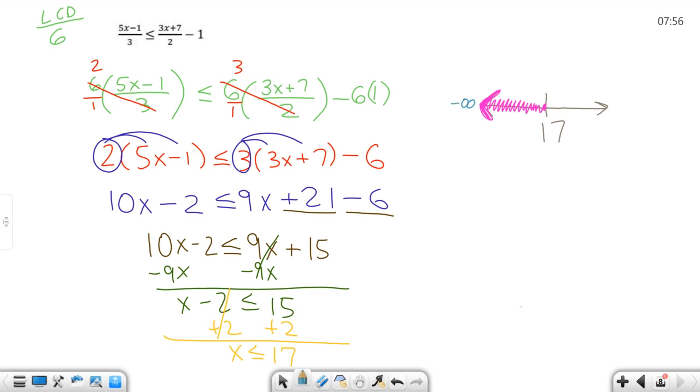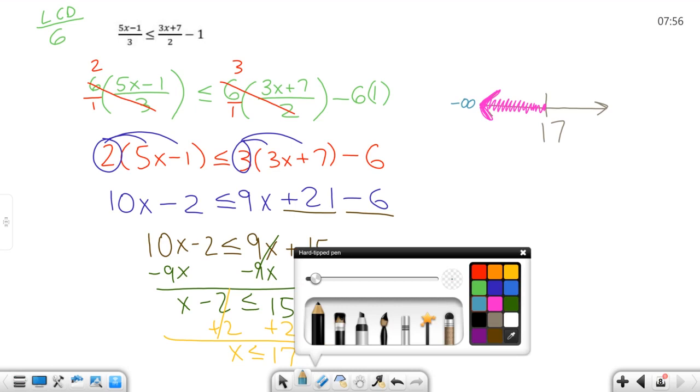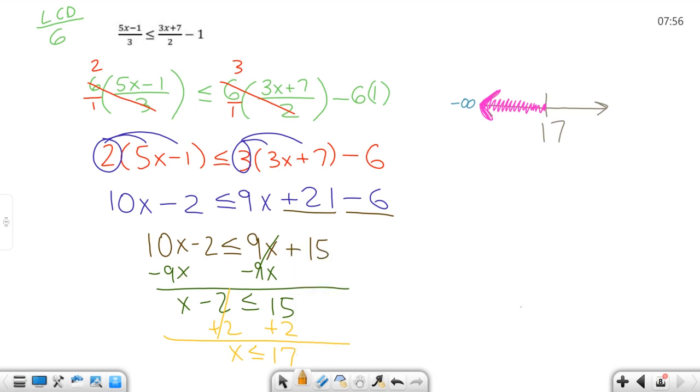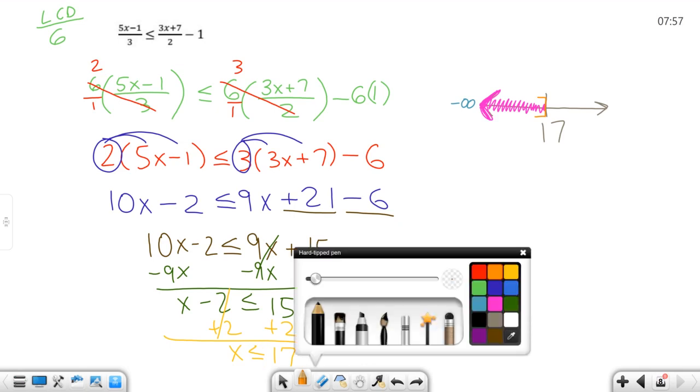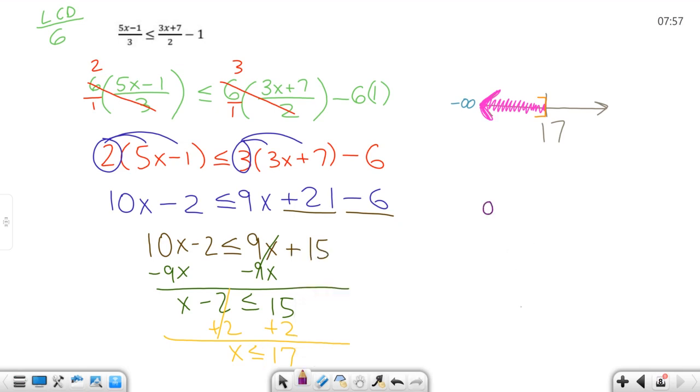And what goes on the 17 here? On the 17, we have a bracket because it has what? This equal right here, right? That says use a bracket, not a parenthesis. So now my interval notation looks like this. It's negative infinity, comma, 17.